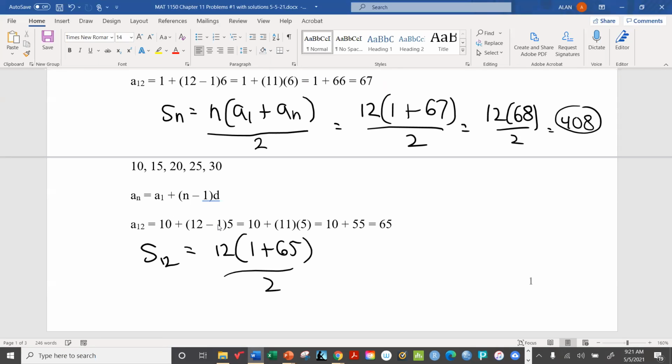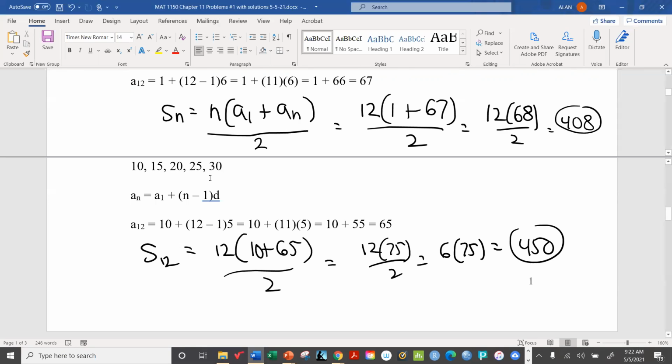Oh, wait a minute, sorry, the first term was 10, not 1, 10. That's better. I'm always going to need this term. The 65 has to be here. So that's one of the reasons for asking us to calculate it. So in other words, we have to have both the first and the 12th term in order to do this. So we're going to have 12 times 75 over 2, or 6 times 75, which works out to be exactly 450. And again, you can feel free to confirm this if you want, but I'm not sure if it's worth all that labor.